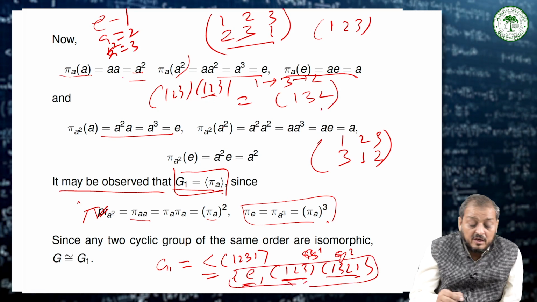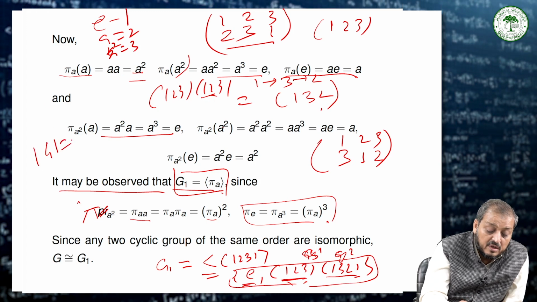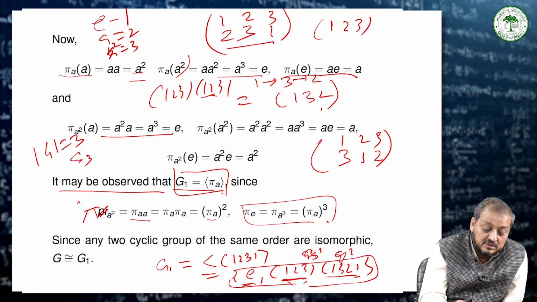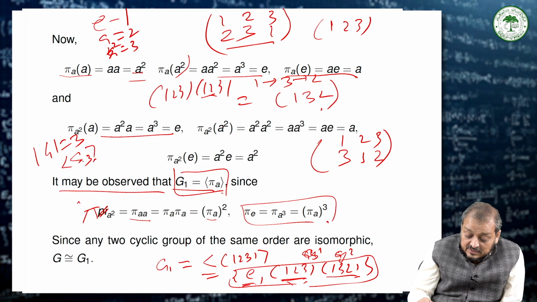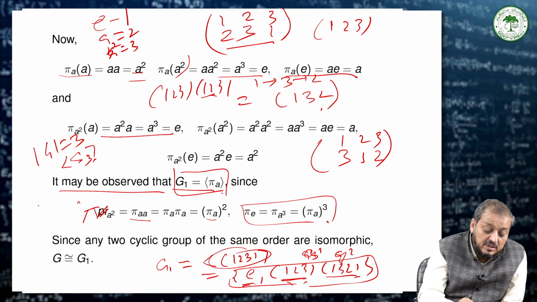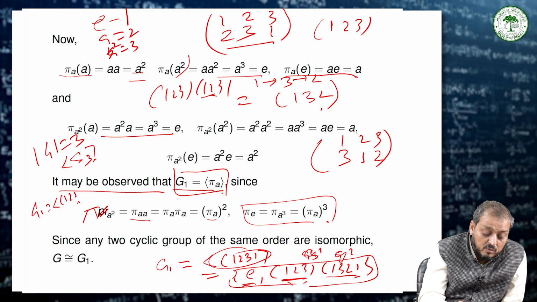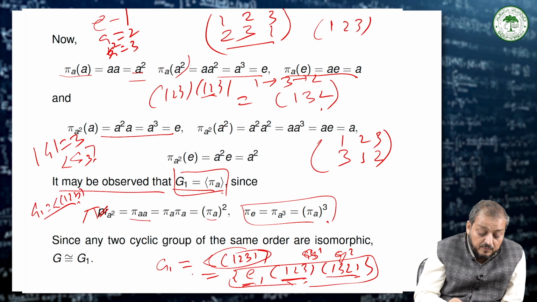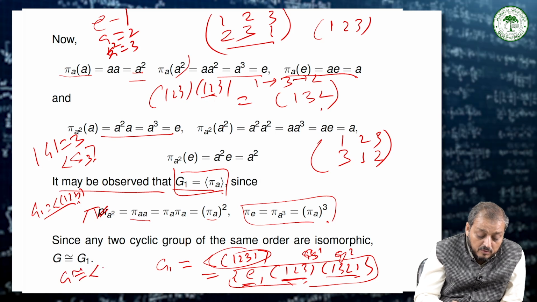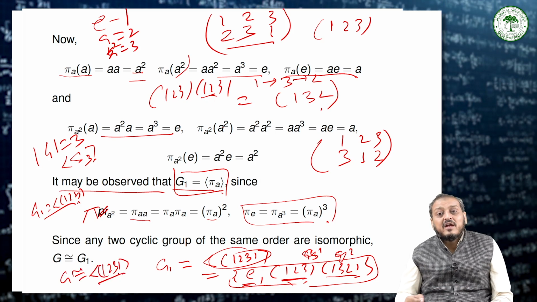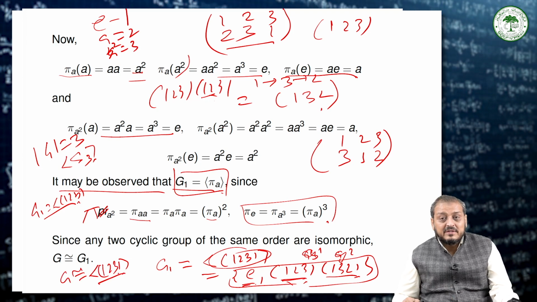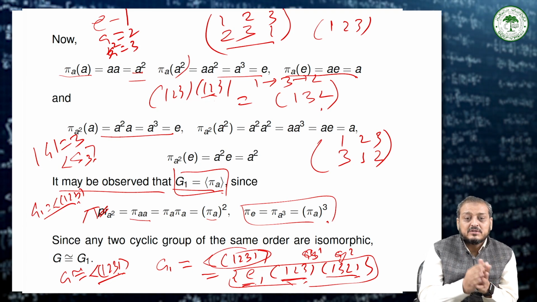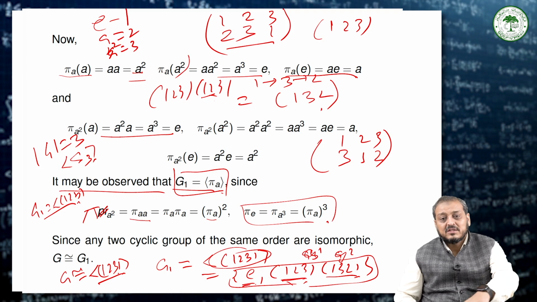Now we take a group G of order 3, and the corollary says that this group of order 3 is isomorphic to some subgroup of S3. We have G1 generated by 1 2 3. So this group of order 3 is isomorphic to the subgroup generated by 1 2 3, and that is a permutation group. So by this example we can see clearly that a finite order group is isomorphic to some permutation group.